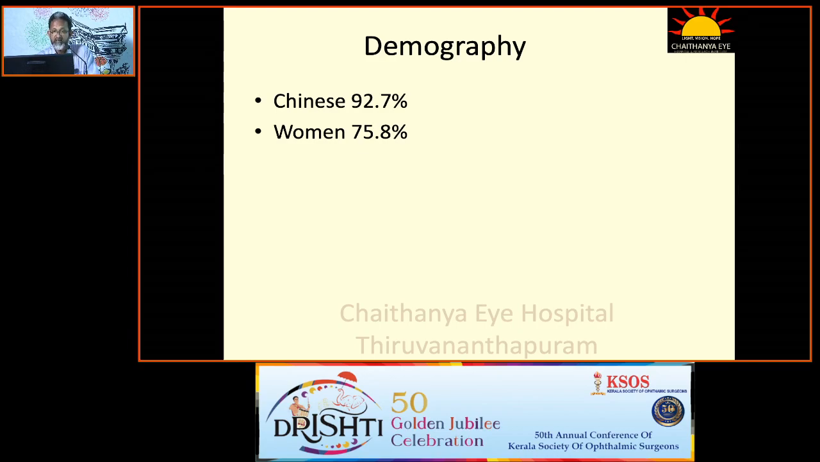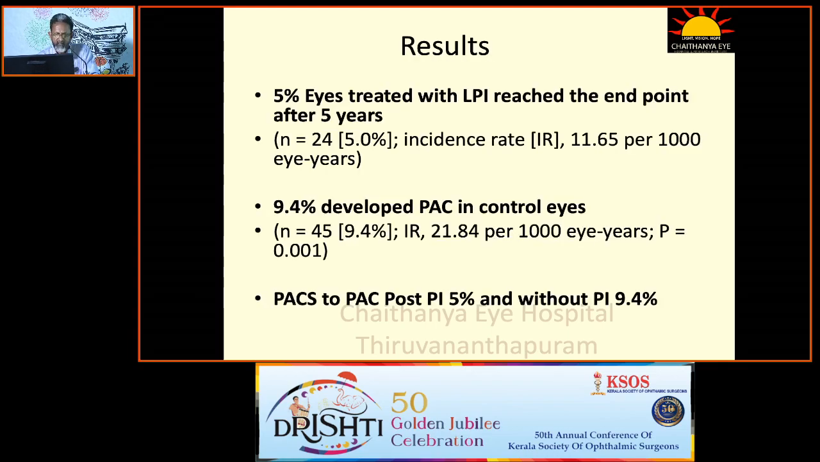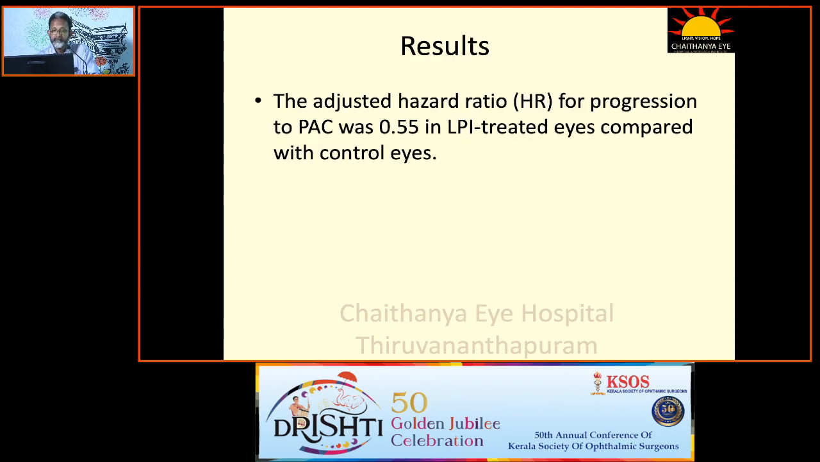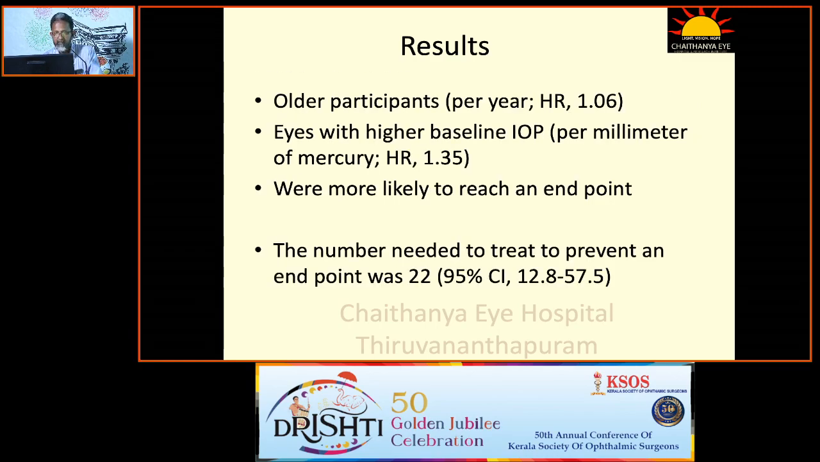In the Singapore study also, 5% of the LPI treated went on to develop the endpoint in 5 years, as against 9.4% who went on to develop PSC in the control eyes. And the hazard ratio again gives you that the PI gives you half the risk as opposed to no PI, but it does not prevent closure in all the eyes.